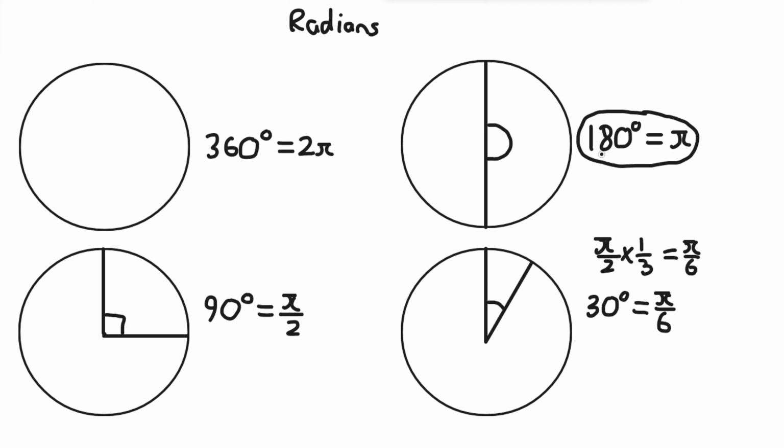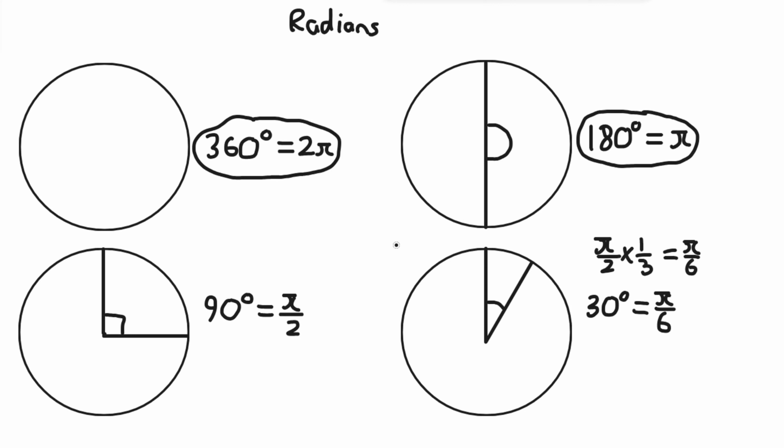You start with 180 degrees is equal to pi, or you can do it for 360 degrees is equal to 2 pi if you want. It doesn't matter. I just find it simpler to do 180 degrees is equal to pi. And then you figure out what the radians are relative to what the fraction is of 180 degrees.